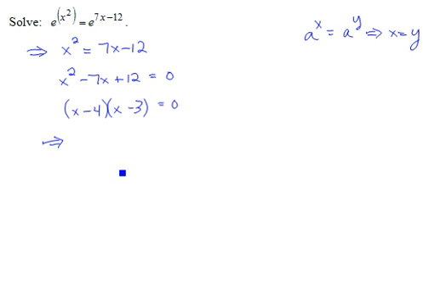And then setting each factor equal to 0 in turn gives us two solutions, either x equals 4 or x equals 3. Both of these values of x solve the original equation.